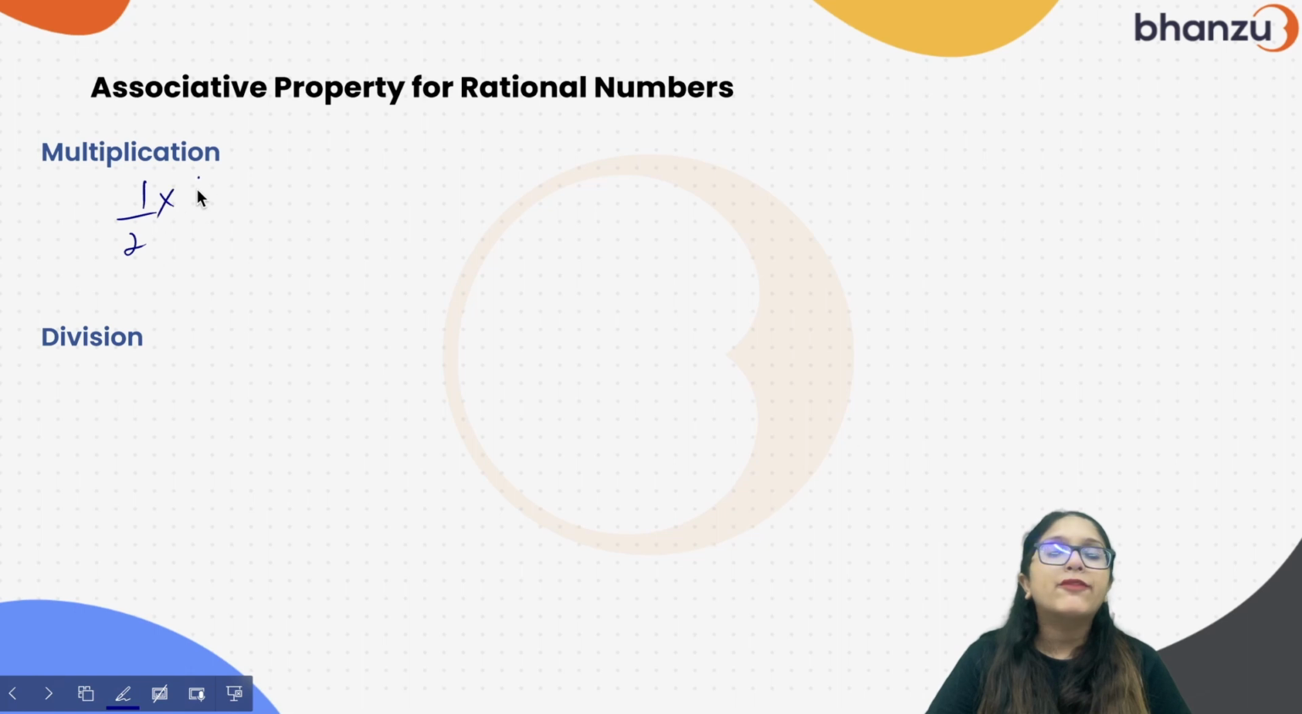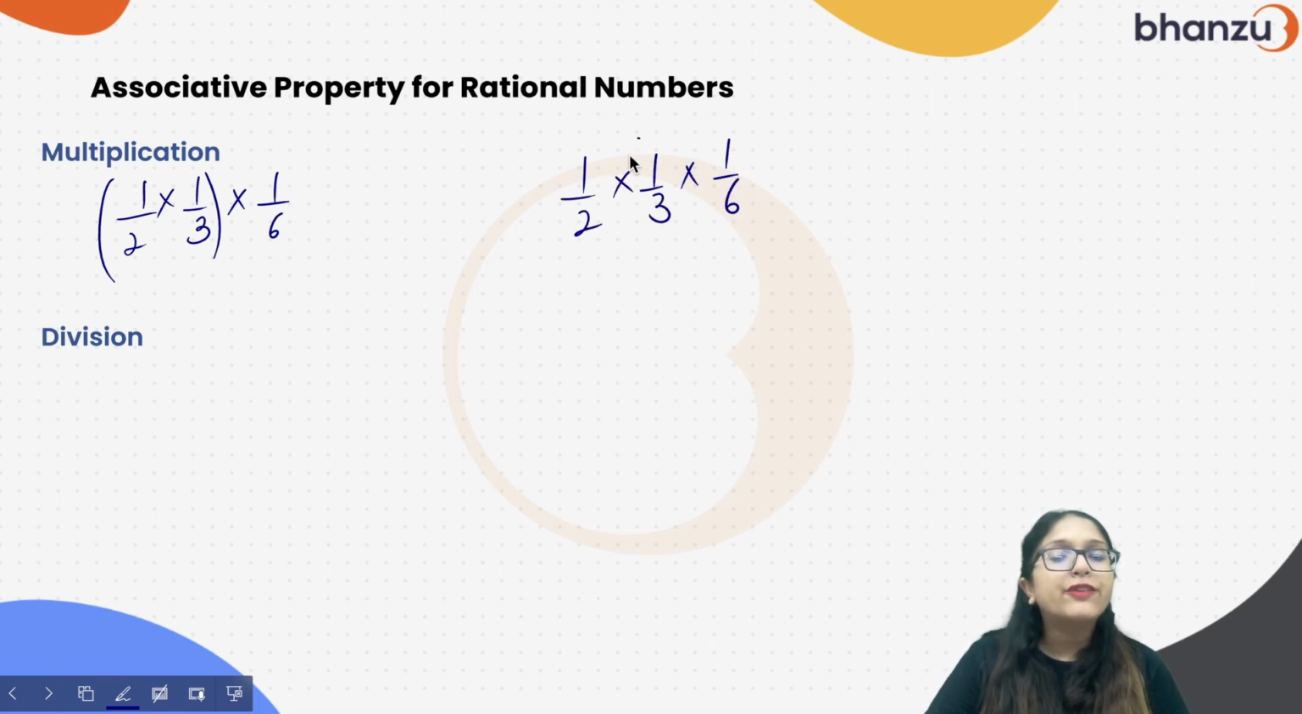Let me quickly move on to multiplication. 1 over 2 multiply 1 over 3 multiply by 1 over 6. Let me do the grouping over here first of all. Then here, let me do the grouping in a different way. 1 over 2 multiply 1 over 3 is equal to 1 over 6. Multiply 1 over 6 is equal to 1 over 36.